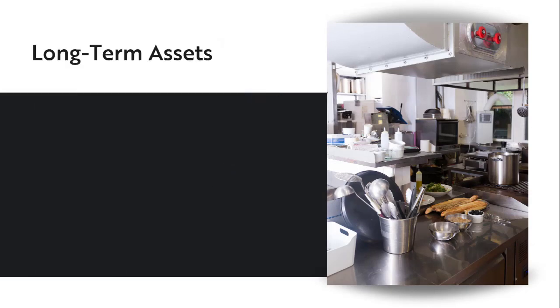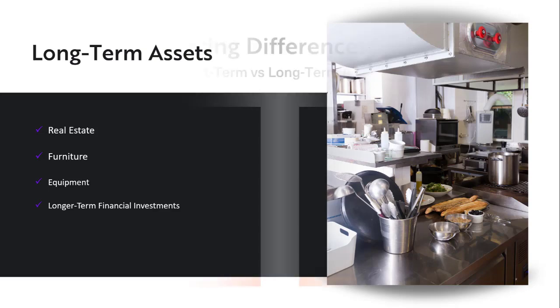Now, long-term assets, meanwhile, are all assets expected to be owned and still in use within 12 months. So this might include real estate, furniture, equipment, which could be everything from ovens to POS equipment, and even your longer-term financial investments like bonds. So these are all considered your long-term assets of a restaurant.